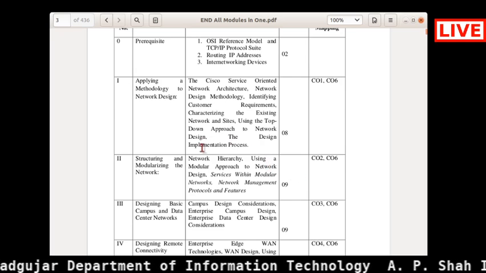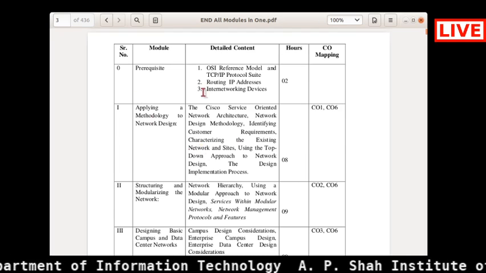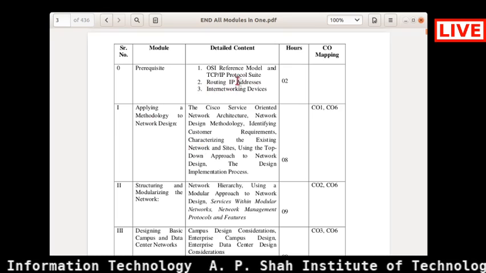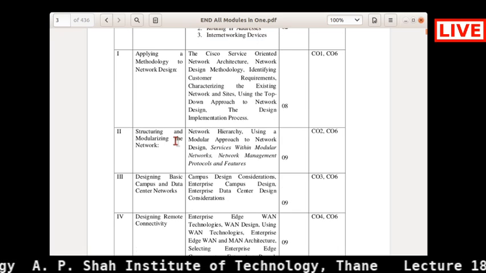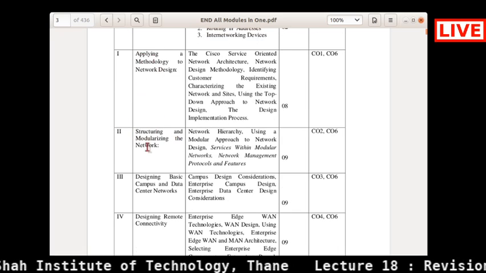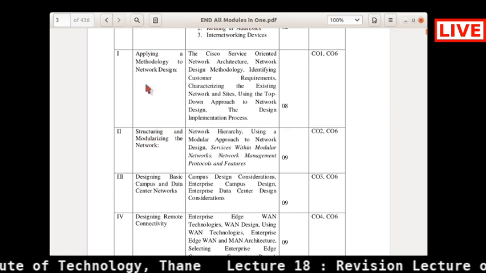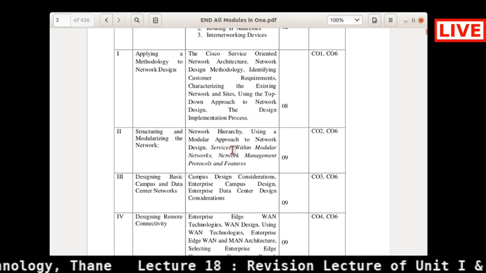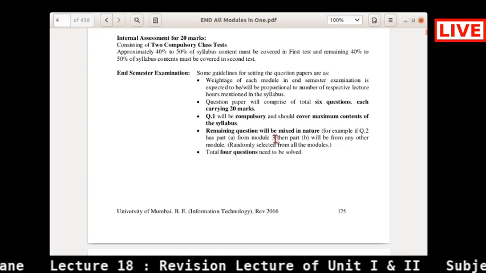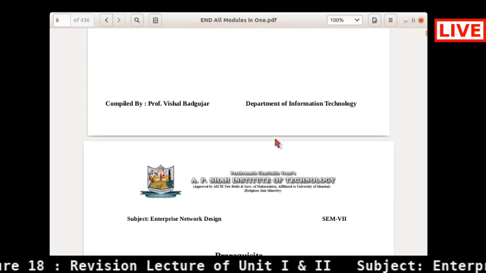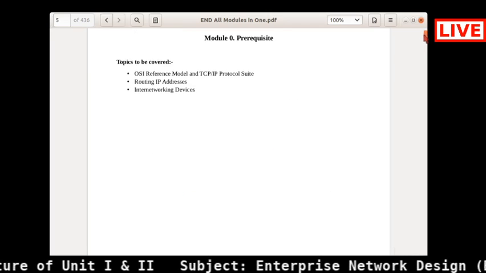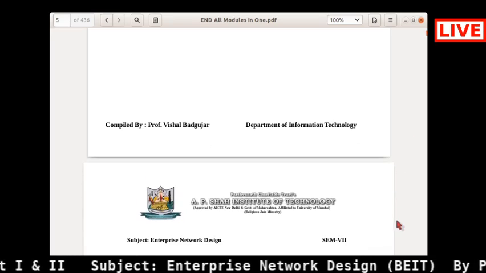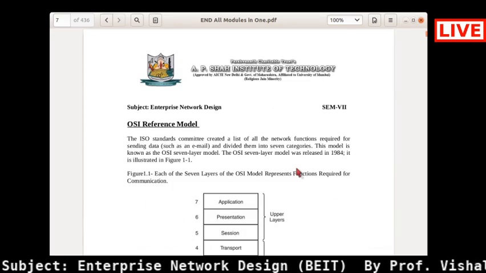If you see the syllabus, there is no question on the prerequisite in tomorrow's test. We are just considering module first and module second. And in this I will talk today about what questions can be formed in these particular chapters.